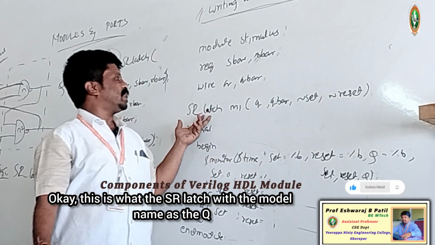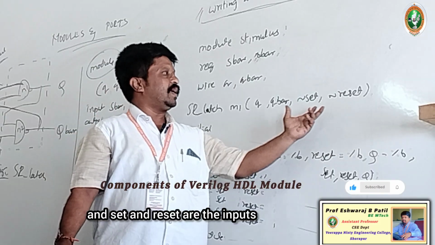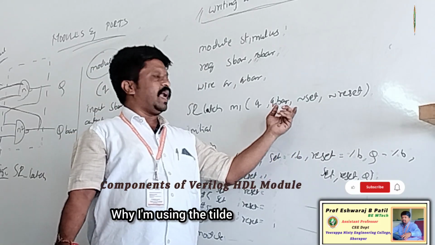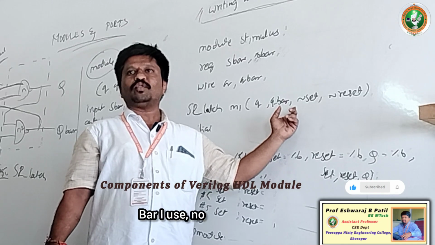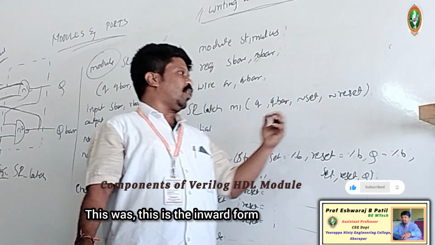Okay, this is the SR latch with the model name, with Q and Q bar as the outputs, and set and reset are the inputs. Why am I using the tilde? Because of the bar. Bar is nothing but the invert form. This was the invert form.